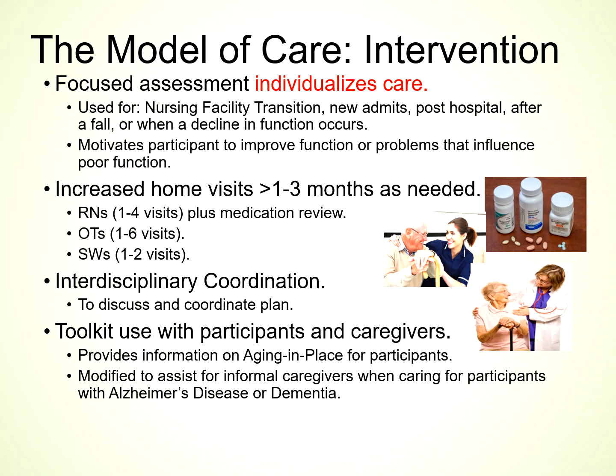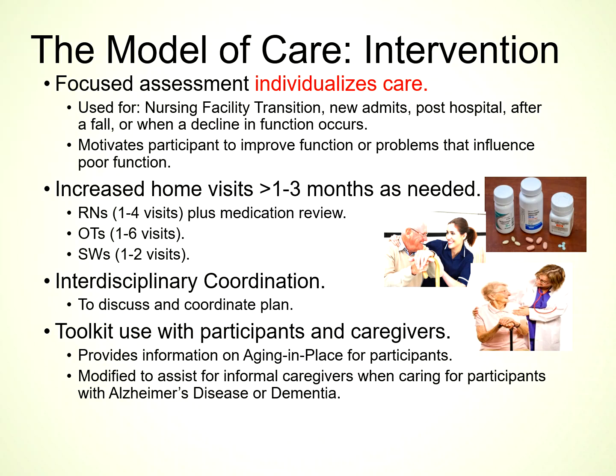It motivates the participant to improve their function or problems that influence poor function. Sometimes there's an increase of home visits over 1 to 3 months if they're needed. That may include an additional 1 to 4 RN visits plus a medication review. For the OT, it's 1 to 6 home visits, and for the social worker, it's an additional 1 or 2 visits. But additional visits are not always needed. There's also interdisciplinary coordination to discuss and coordinate the plan, just like the SCs already do.